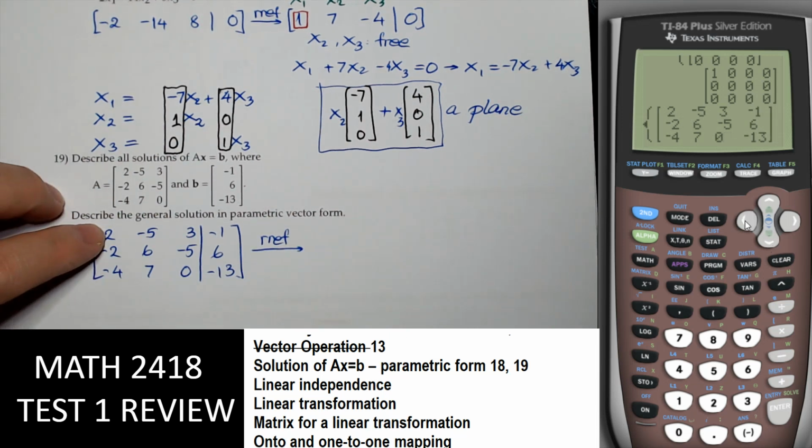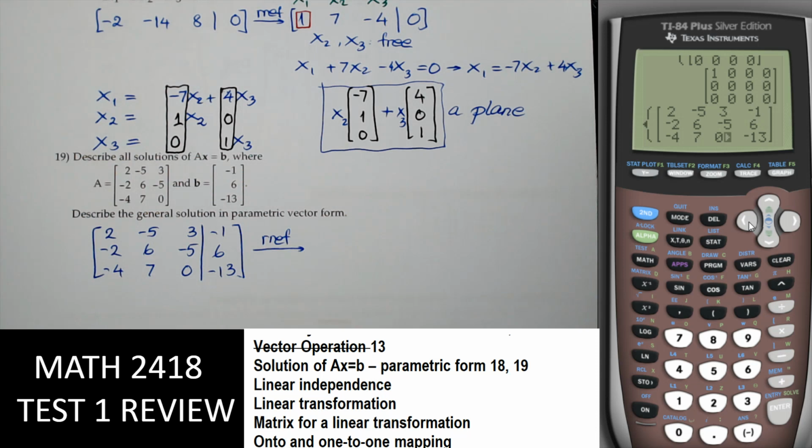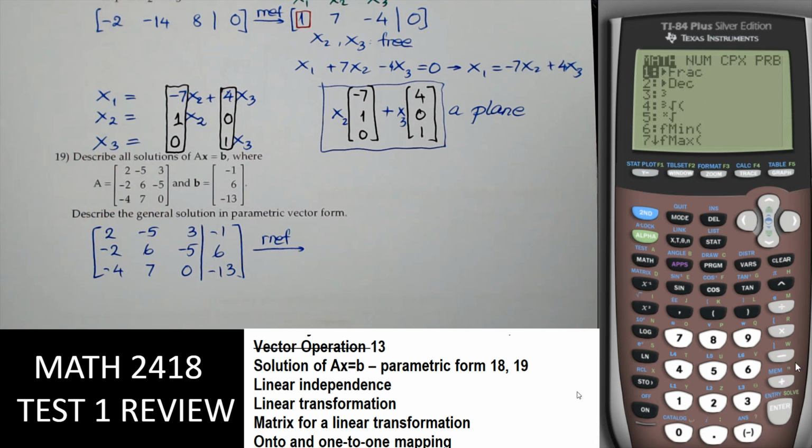right, check the numbers. Right, and we have that. There's a decimal here, so I will change to fraction. Math, enter twice. Right.